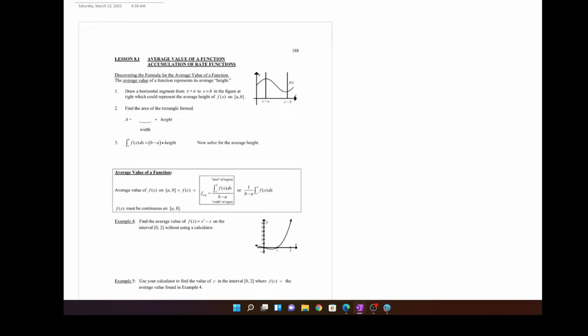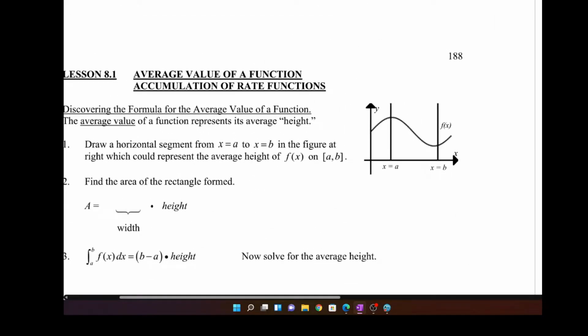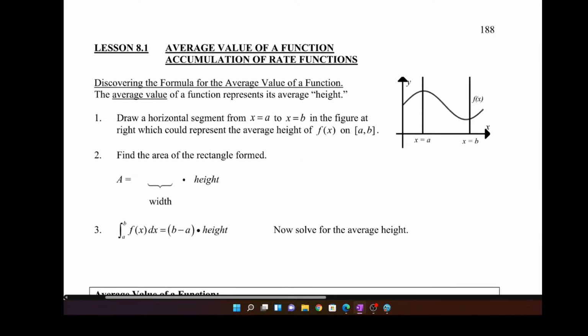Welcome to 8.1, average value of a function, accumulation of rate of change functions. Discovering the formula for the average value of a function, our goal is to try and imagine, from here to here, what kind of height is the average. Specifically, average value means heights. What's the average height? So let's draw a horizontal segment from A to B in the figure at right, which could represent the average height of the function on that interval.